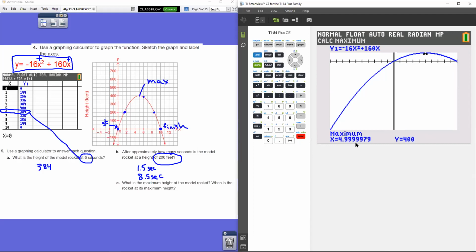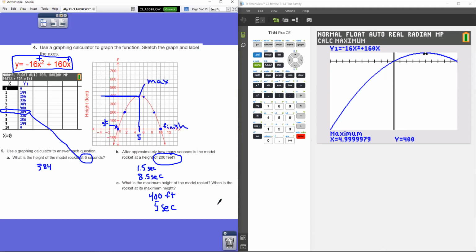We just hit enter again, and it gives you your maximum. So where is it at its maximum? It's at its maximum at 5. That's 4.9999, which is 5, and 400. So the maximum height here is 400 feet, because that's how tall it is. And after how many seconds? When? It's at 5. So at 5 seconds, it's at its max height of 400 feet.